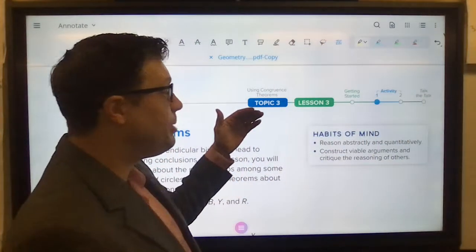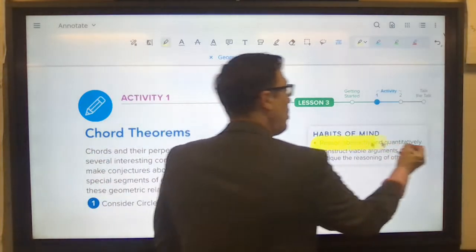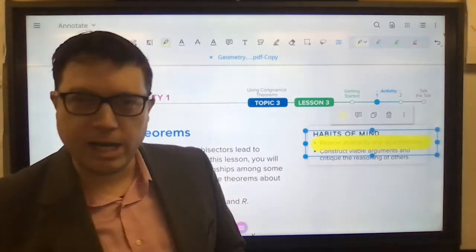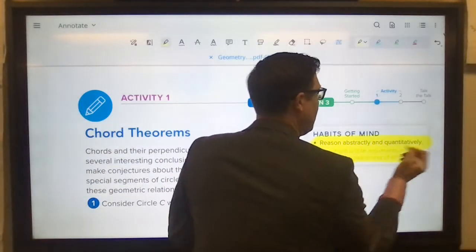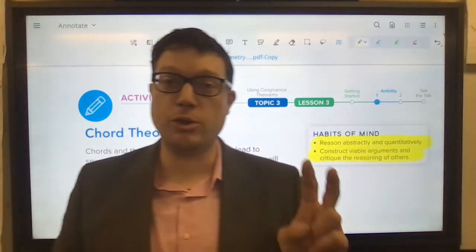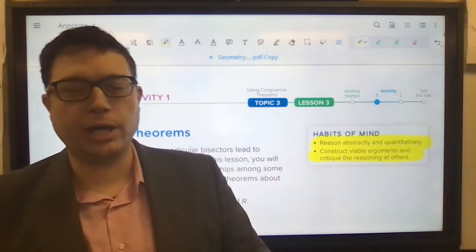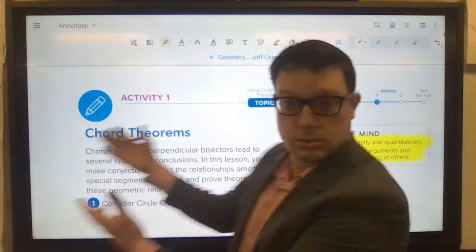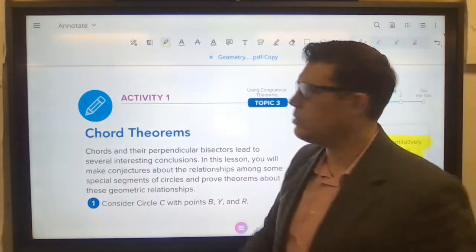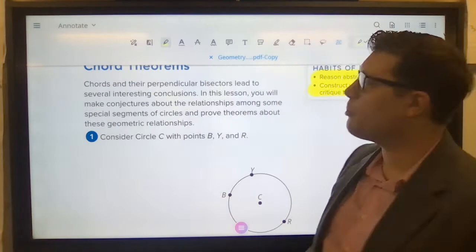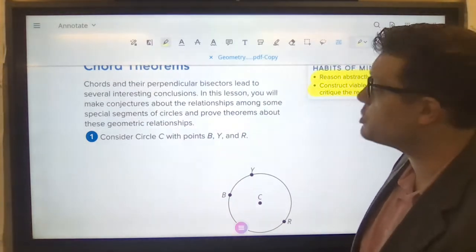We are going to be reasoning abstractly and quantitatively. We're going to be constructing viable arguments and critiquing the reasoning of others. We want to be able to do both of those in our learning on chord theorems. Chords and their perpendicular bisectors lead to some interesting conclusions.